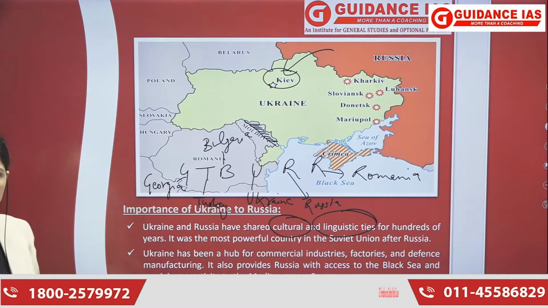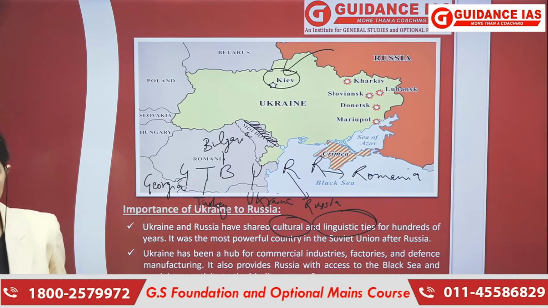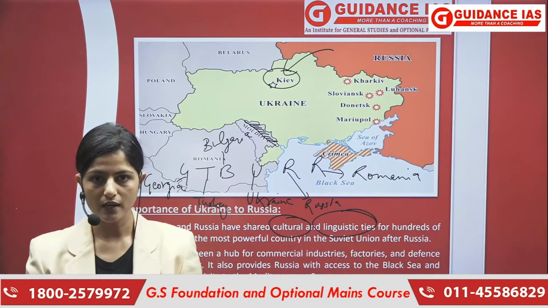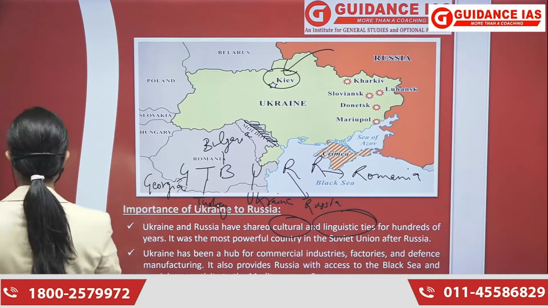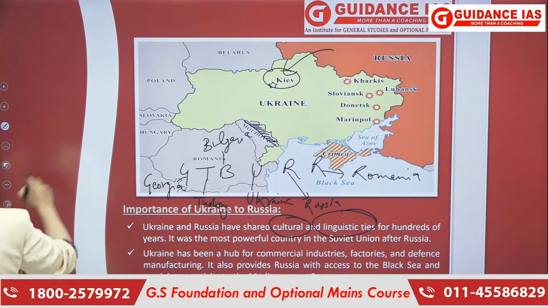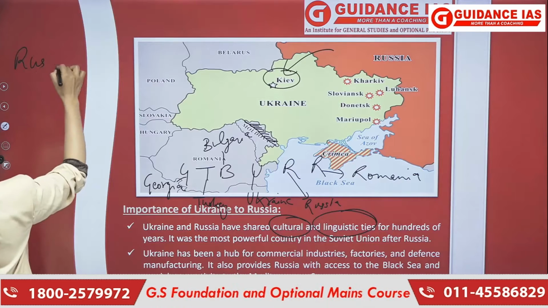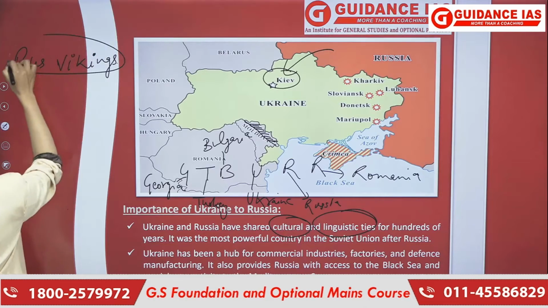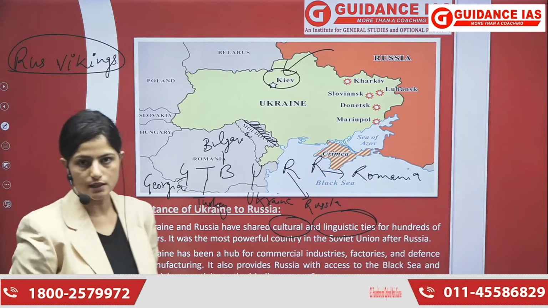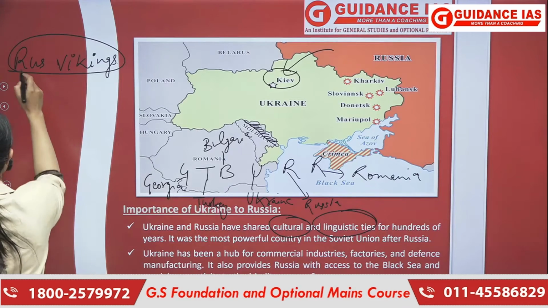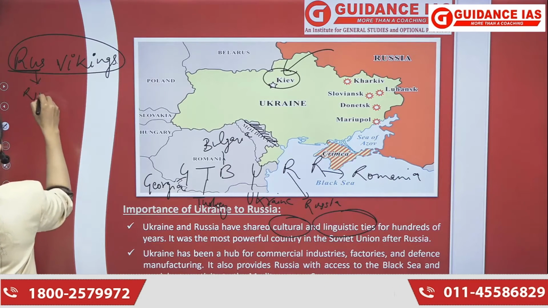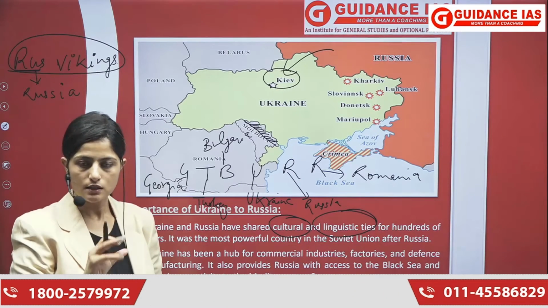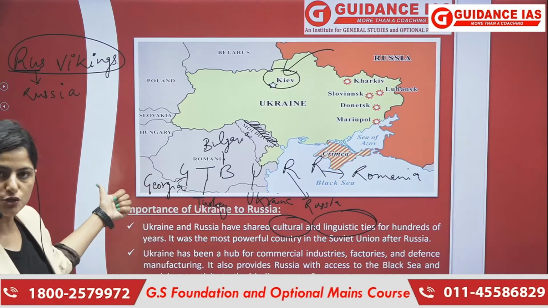For this, I'd like to take you to the background, to the history of it. Historically, Ukraine was occupied by an ethnicity called the Rus Vikings. And from this word only, the name Russia came into place. Because of this ethnicity only, the name Russia came into place.